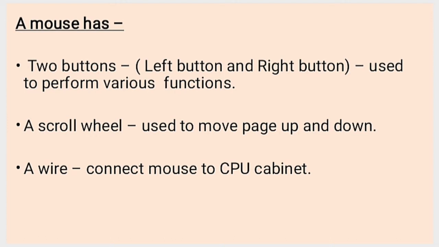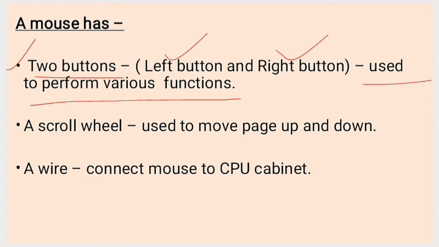Now we will explain. First is 2 buttons. A mouse has 2 buttons: left button and right button. Now, what are the uses of these buttons? So, these are used to perform various functions. These 2 buttons perform different types of functions on the screen.